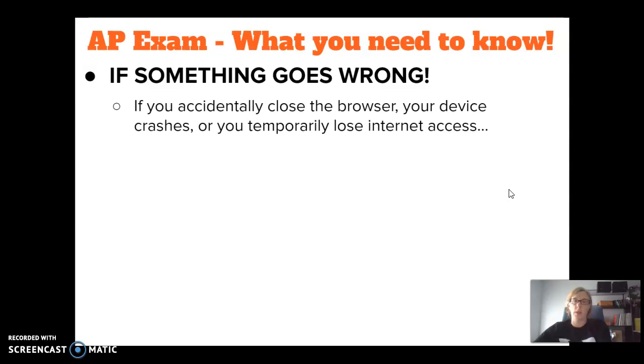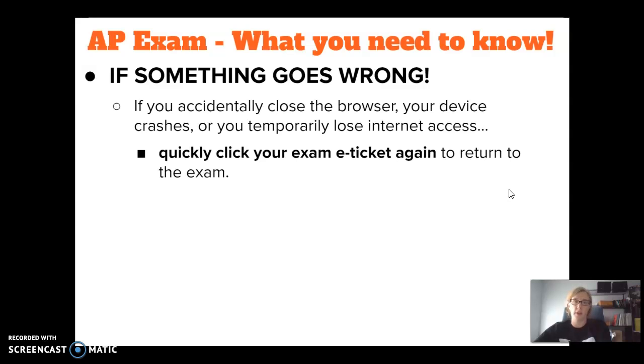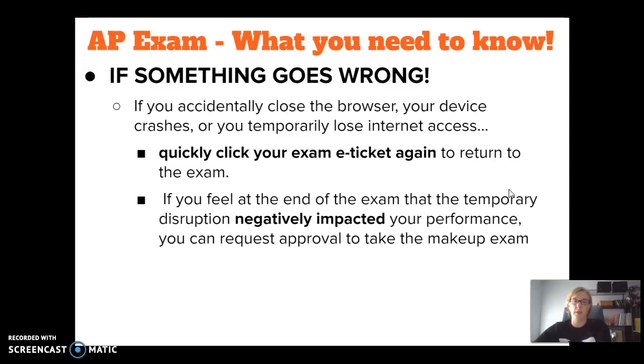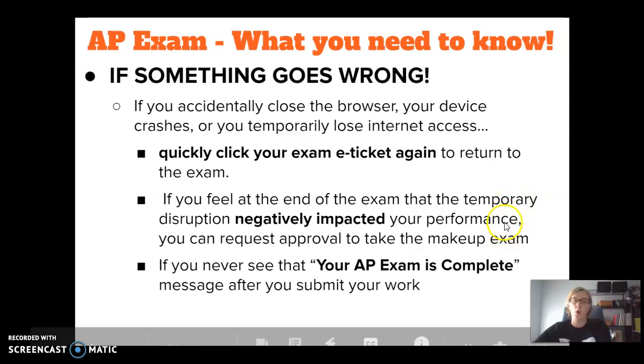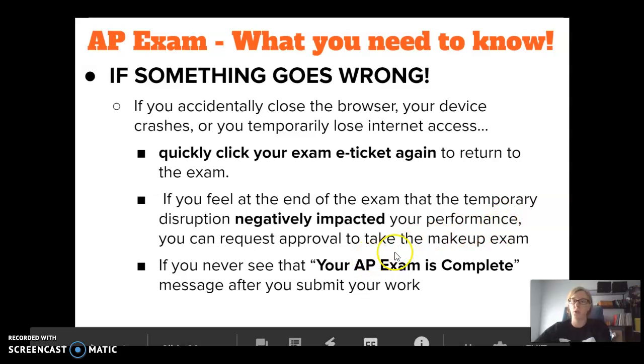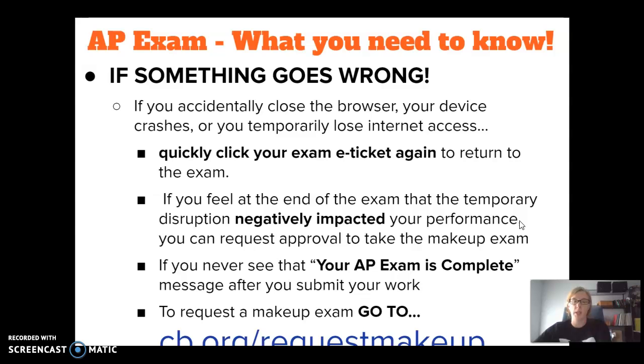If something goes wrong, if you close the browser, if your device crashes, if you lose internet access, try to quickly enter your e-ticket again and return to the exam. But if you feel that the disruption negatively impacted your performance, you can request approval for a makeup exam. Or if you submit and you never see your AP exam is complete at the end of the exam, again, you're probably going to want to go to cb.org/request makeup if something goes wrong on the day of the exam.